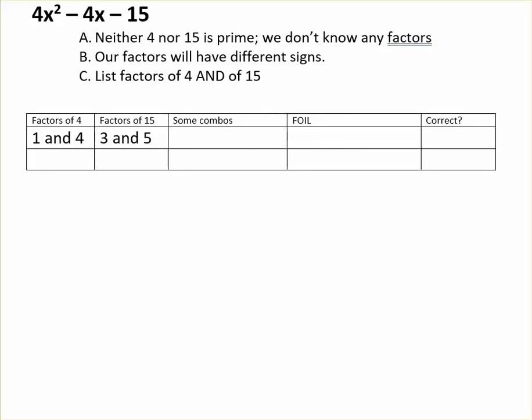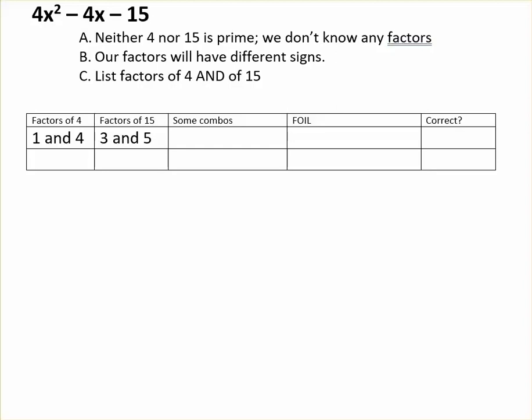Let's do one more and try it in both methods. So I'm going to do 4x squared minus 4x minus 15. And we're going to start with guess and check. Now I start by looking at the 4 and the 15, and I notice that neither one of them is prime. So I'm not going to be able to know the first or the last factors right away. I notice that our factors are going to have different signs because I have minus 15. So basically what we are looking for is we are going to have to work on factors of 1 and 4 and 3 and 5. So we're going to have to guess for 2 spots.